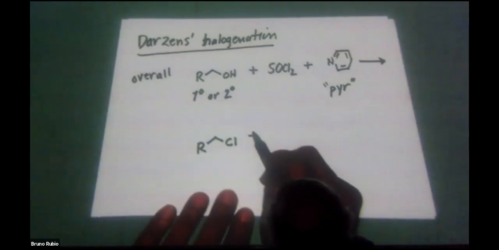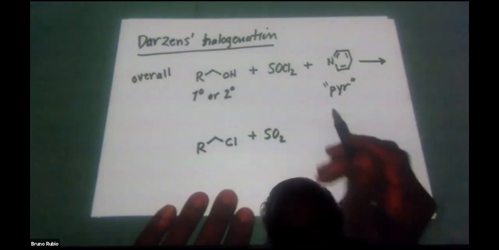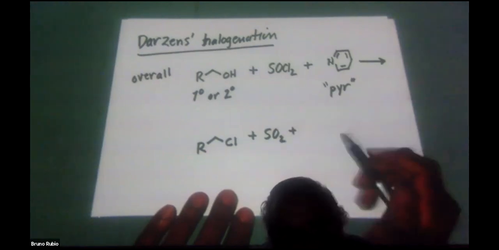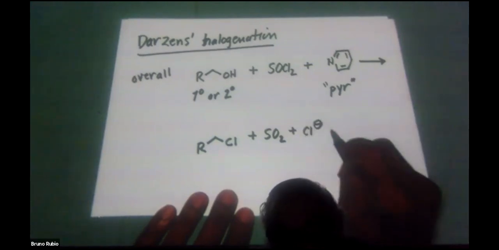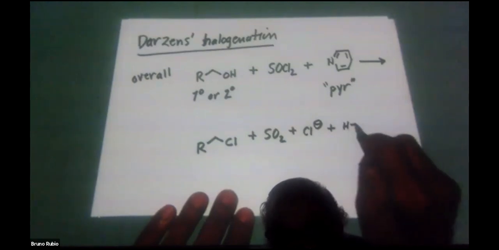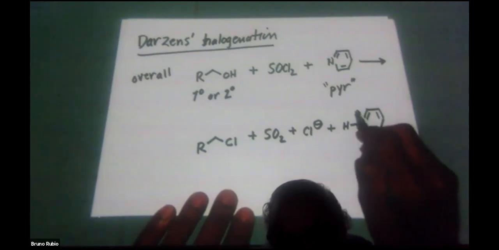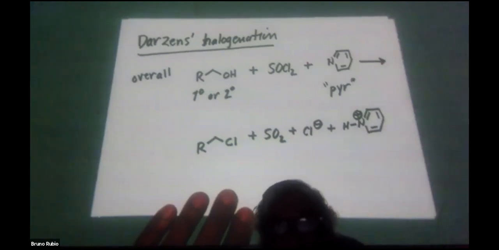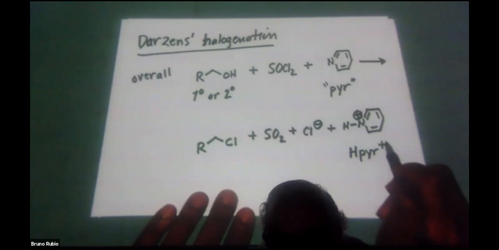The other products of this reaction will be SO2 plus Cl minus plus the conjugate acid of pyridine, which is called pyridinium. That takes an awful long time to say and to write, so this is just conventionally abbreviated HPYR plus.